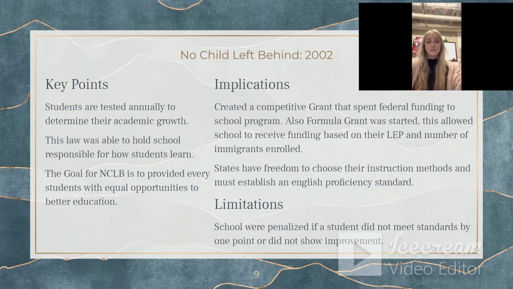This created competitive grant programs that spent federal funding to school programs. And it also created the formula grant, which started. This allowed schools to receive funding based on their LEP and their number of enrolled immigrants. States have freedom to choose their instruction methods, but must establish an English proficiency standard. Schools are then penalized if a student did not meet the standards by 1 point, or if they did not show any improvement at all.